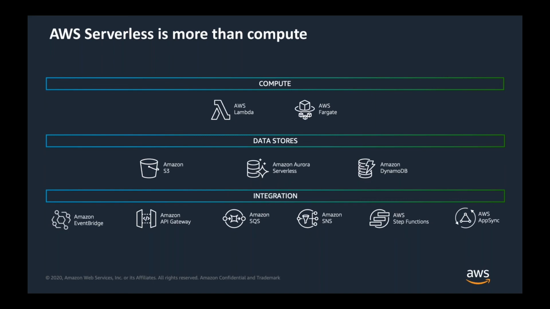Next is SQS. With SQS, you can decouple and scale microservices with message queues that send, store, and receive messages at any volume. And by using SNS, which is Simple Notification Service, you get reliable, high throughput pub/sub, SMS, email, and mobile push notifications. Finally, I want to talk about AWS AppSync. The AppSync service helps you to create a flexible API to securely access, manipulate, and combine data from one or more data sources.